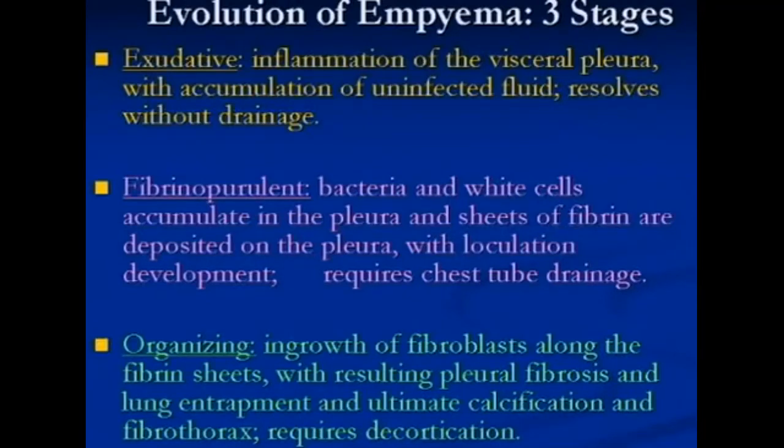There's the fibrinopurulent phase, where bacteria and white cells accumulate on the pleural surface with fibrin deposited on the pleura, and you start to get loculations. You're going to need a chest tube to get rid of this infected pleural material. And the last phase is the organized phase, where you have fibroblasts growing along these sheets on the pleura, resulting in fibrosis, lung entrapment, and ultimately fibrothorax. That needs a decortication to cure this patient.